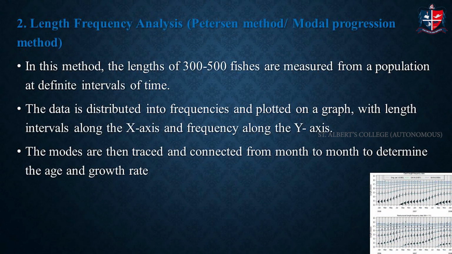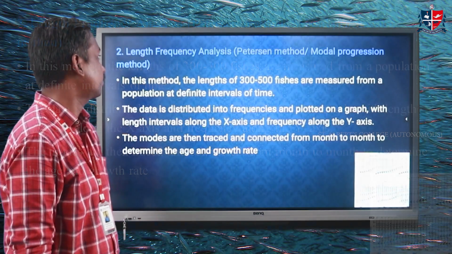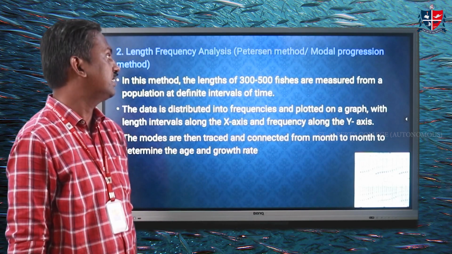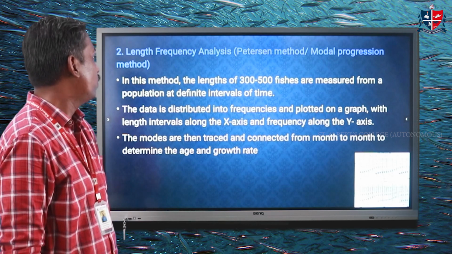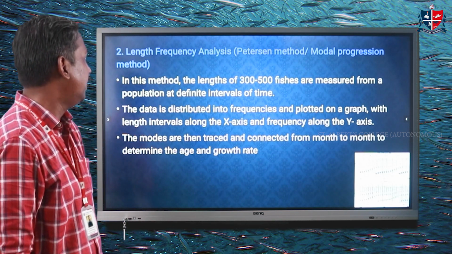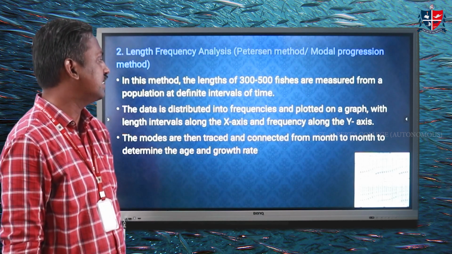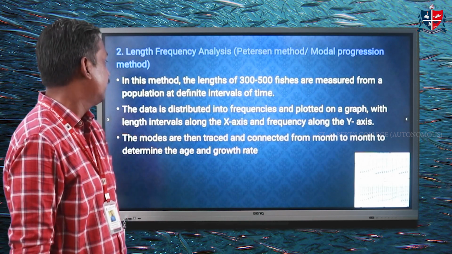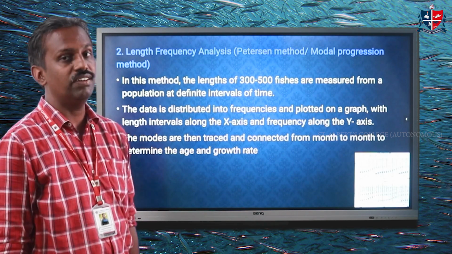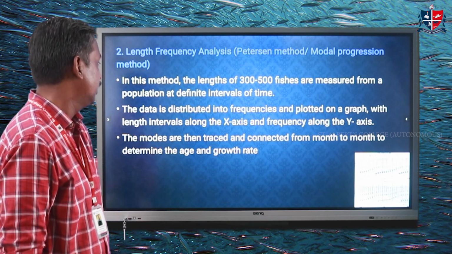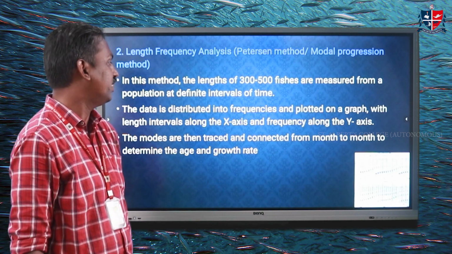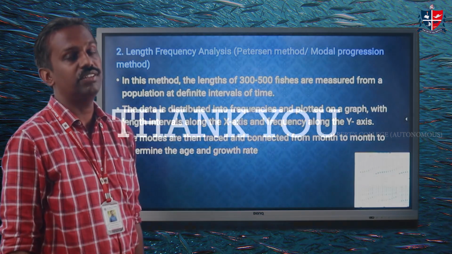The second is the length frequency analysis. In this method, the lengths of 300 to 500 fishes are measured from a population at a definite interval of time. The data is distributed into frequencies and plotted on a graph with the length intervals along the x-axis and frequency along the y-axis. The modes are then traced and connected from month to month to determine the age and growth rate.